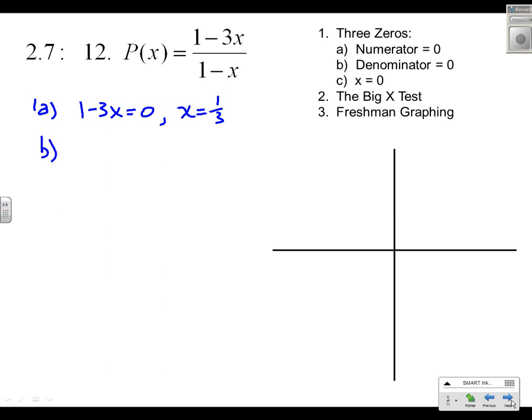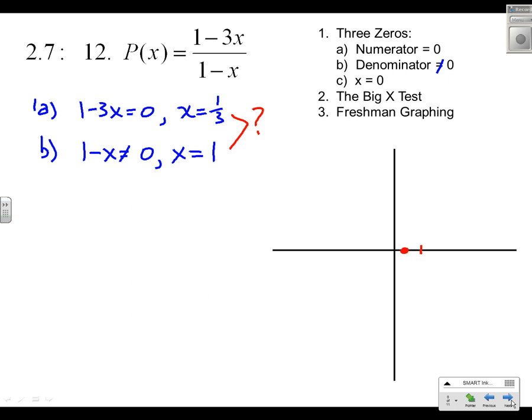So test B, we set the denominator equal to 0. 1 minus x equals 0, and it would be more apt to say we state that the denominator cannot equal 0, therefore x cannot equal 1 because we cannot divide by 0. And now we do a quick check. Are any of our numerator zeros equal to our denominator zeros? No. So I'm ready to graph at this point. I have a 0 at 1/3, so at about where 1/3 would be, I'm going to put a 0. And B, x cannot be 1.